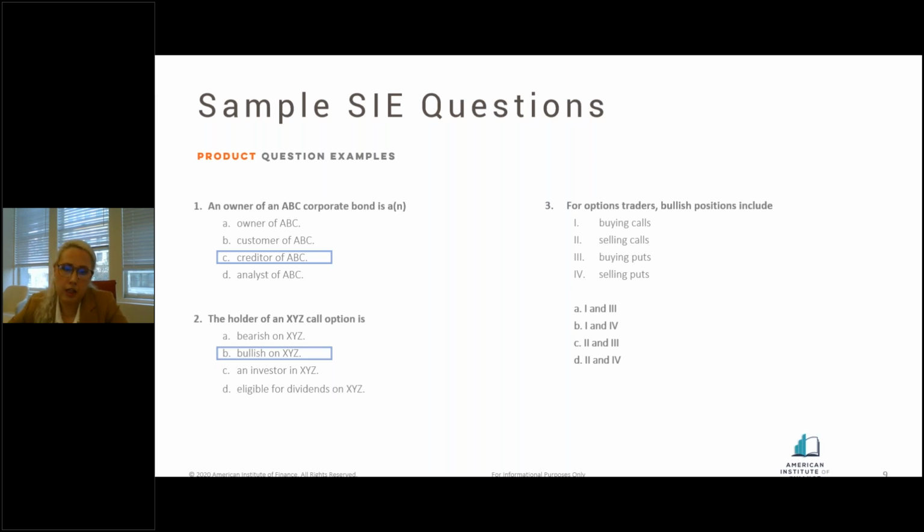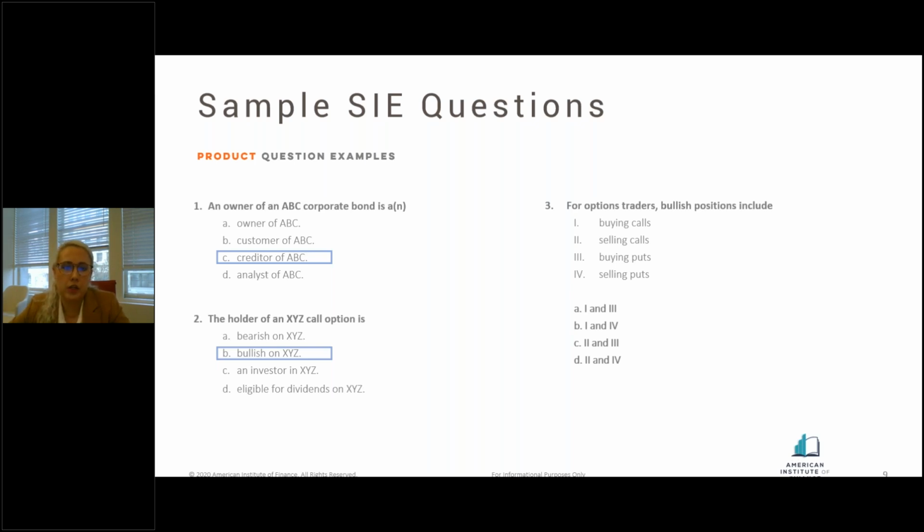And then moving on to the third question, this type of layout that you see here is very, very common for questions on both the SIE exam and top-off exams. So you will have 4 different options, and then you will have to select perhaps just one of them, or 2, or 3, or all of them.